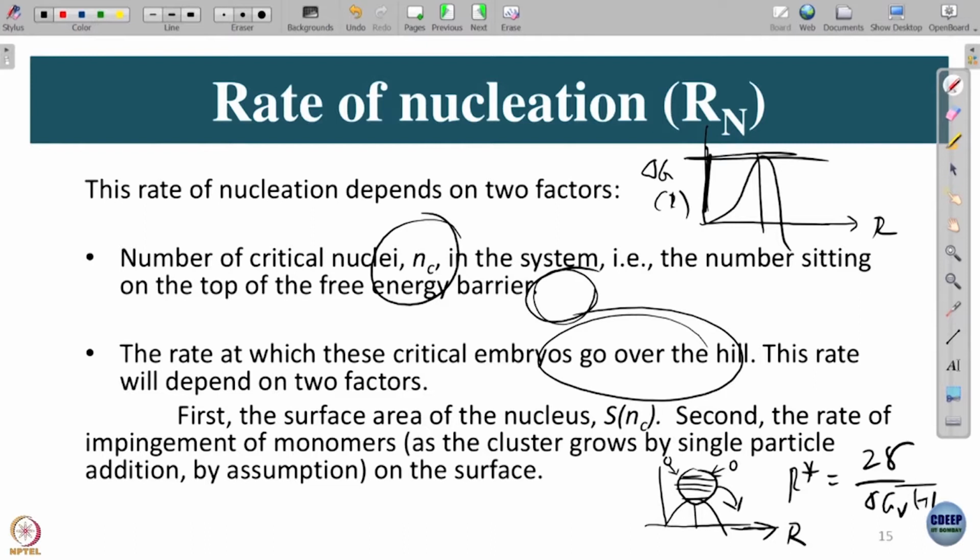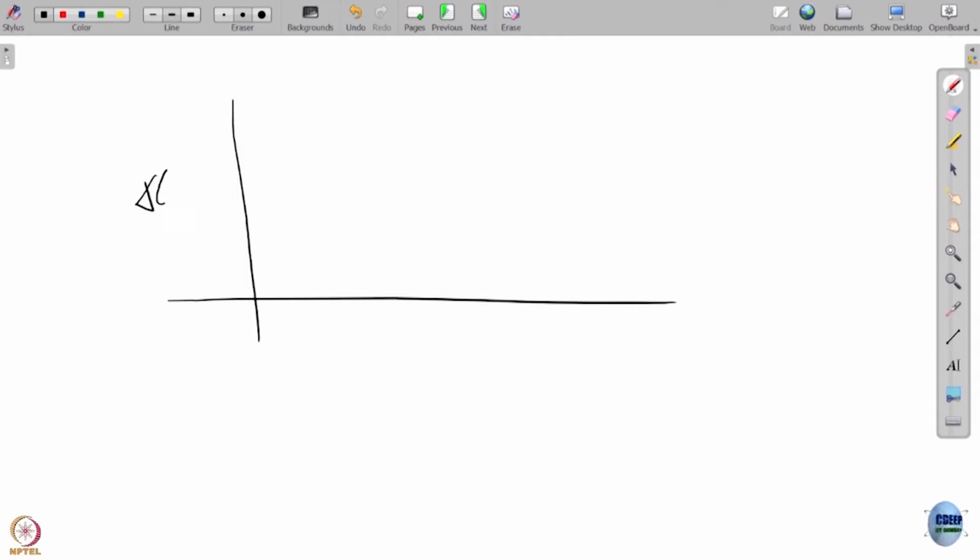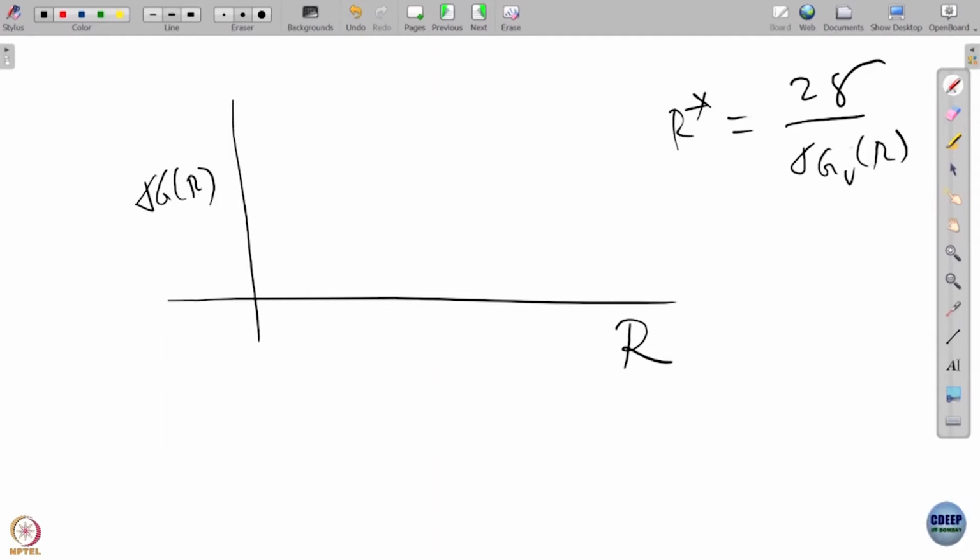So as temperature becomes larger and larger, I'll come to this in a little more detail now, or maybe I should just do it now and then come back, because this is a very important thing. I had it in my last lecture, maybe I forgot it. So if I now plot this delta G of R against R at different temperatures, then I know gamma is also a temperature dependent surface tension, but much weaker than this.